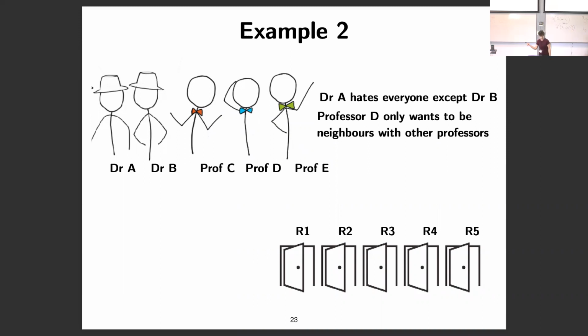And we've got five rooms. So this is a propositional SAT question. The question is, can we find an allocation to their rooms?